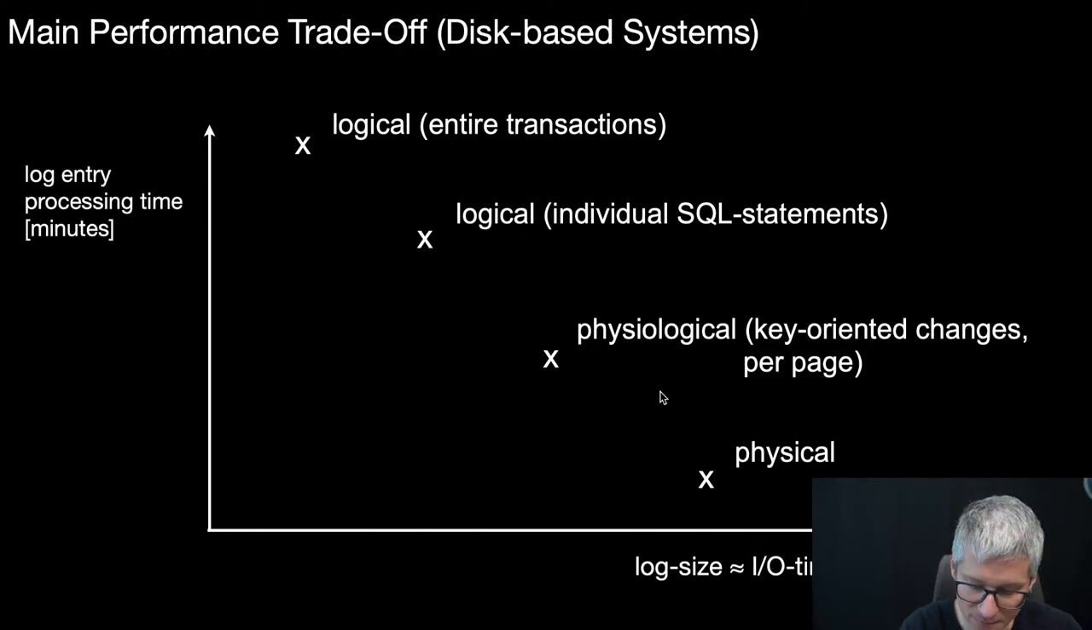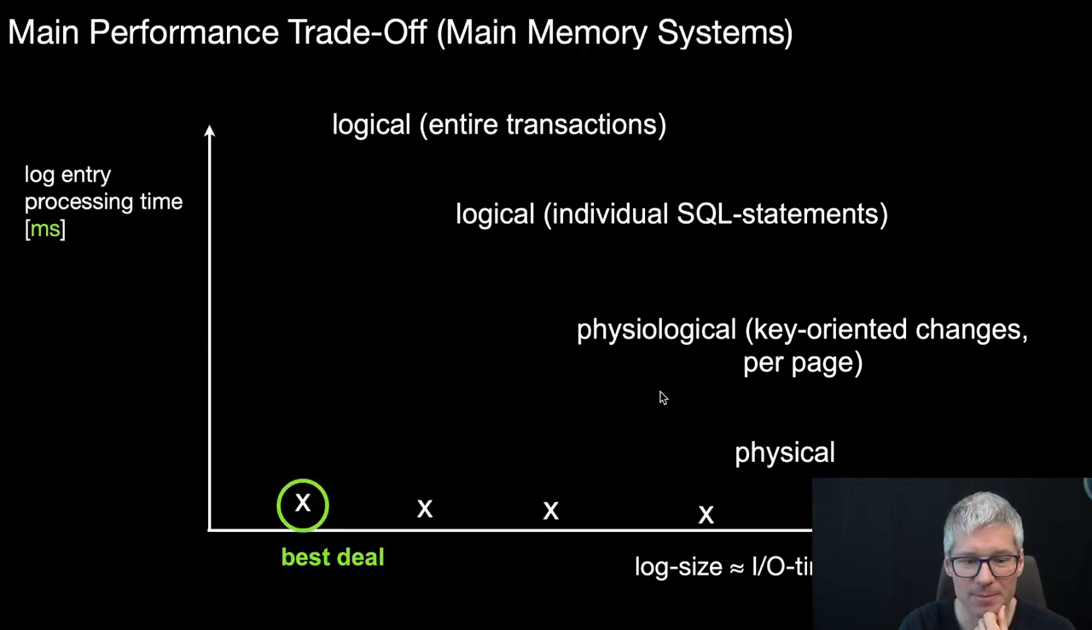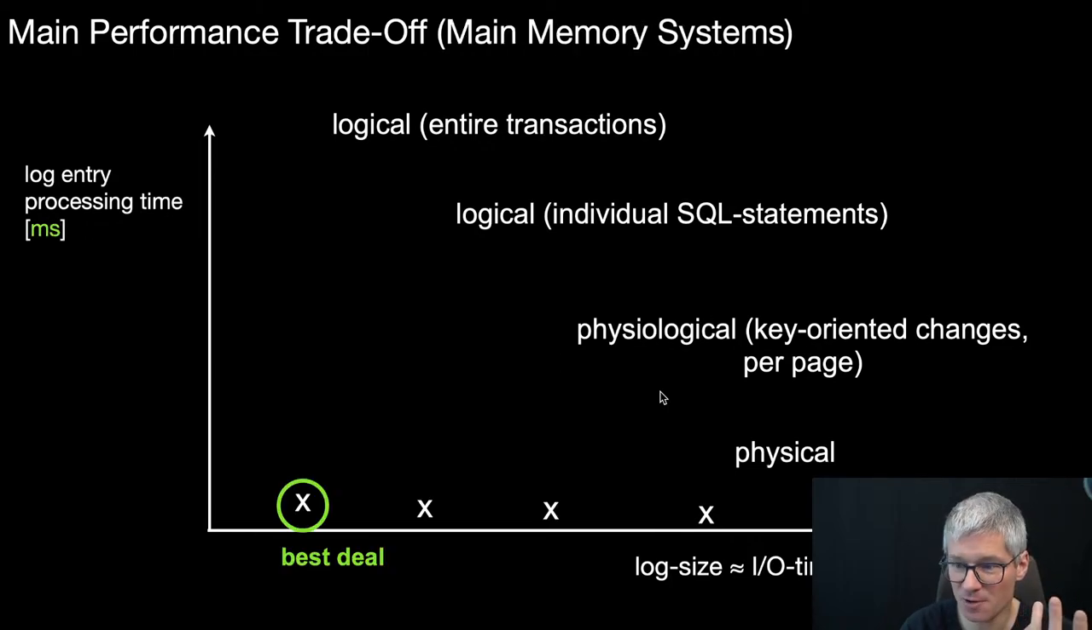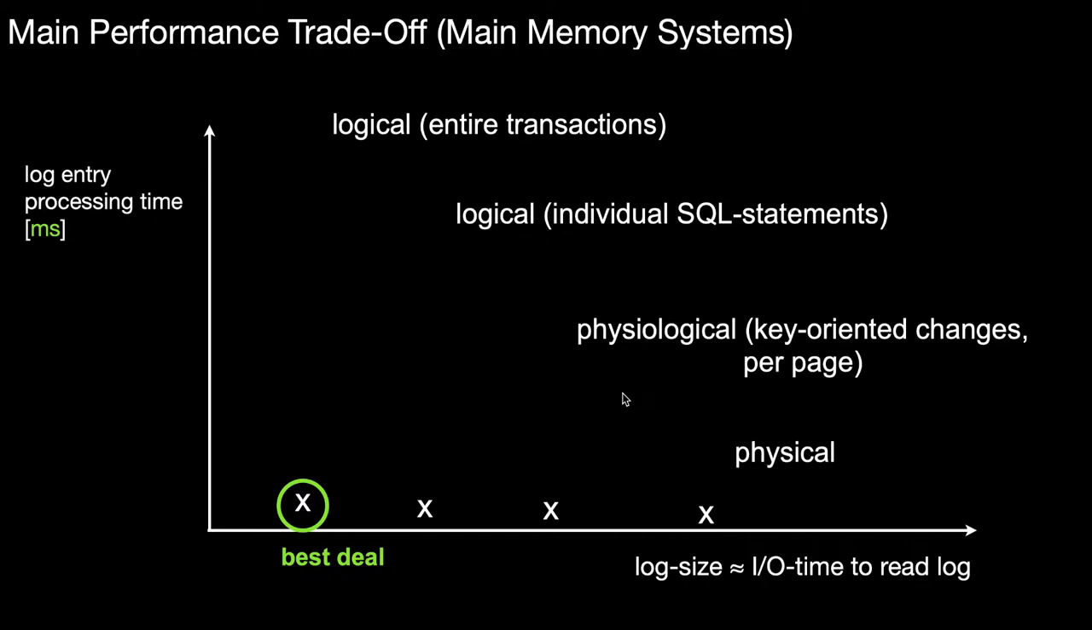So that's one trade-off. And this trade-off for disk-based systems, that's what we're seeing here. However, it changes quite a lot once we go to main memory systems. Now all these accesses go down, we have much faster processing times of transactions, of course, if you assume that all the data is available, the database store is available completely in memory.